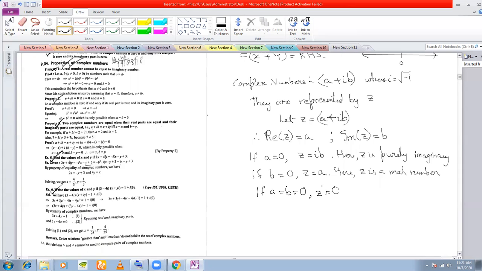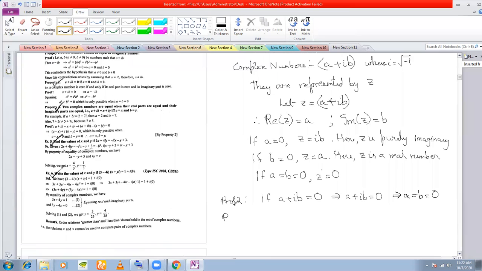Next is if a plus ib is 0. Second property: if the complex number z, a plus ib, is 0, then it simply means a plus ib can be written as 0 plus 0i. Or instead of 0 plus 0i, let's write directly: if the complex number a plus ib is 0, then it means that a and b are identically 0. Both a and b are 0.